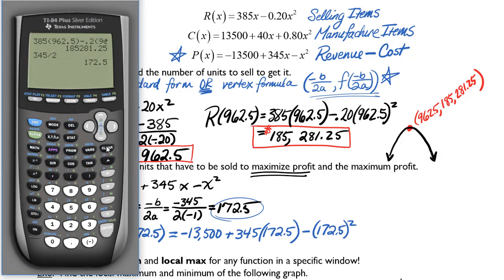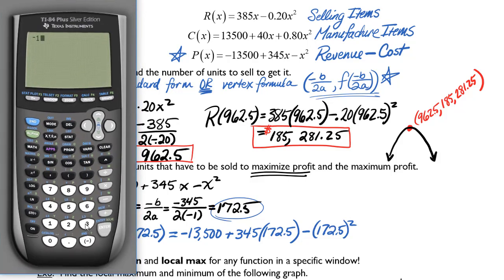I'll go ahead and put that in my calculator now. So my profit will be $16,256.25.